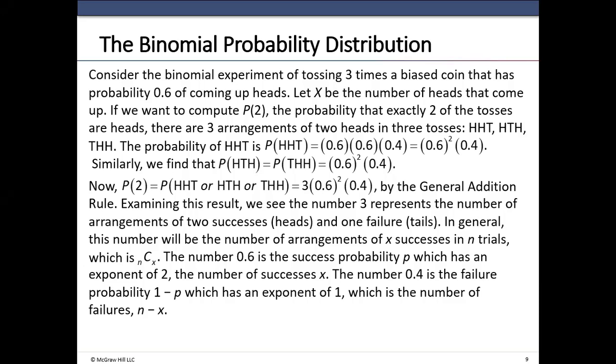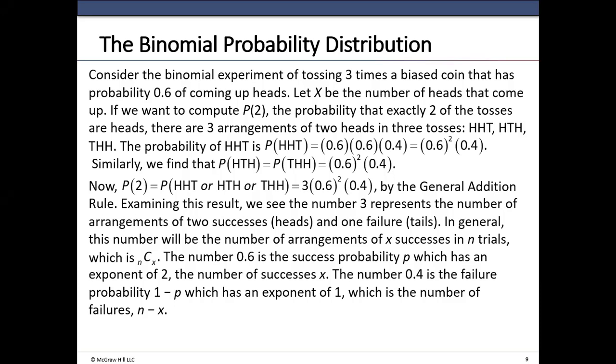Examining this result, we see the number 3 represents the number of arrangements of 2 successes, heads, and 1 failure. In general, this number will be the number of arrangements of X successes in N trials, which is the combination of X taken out of N without regard to order. The number 0.6 is the success probability P, which has an exponent of 2, the number of successes X. And the number 0.4 is the failure probability, 1 minus P, which has an exponent of 1, the number of failures, N minus X.